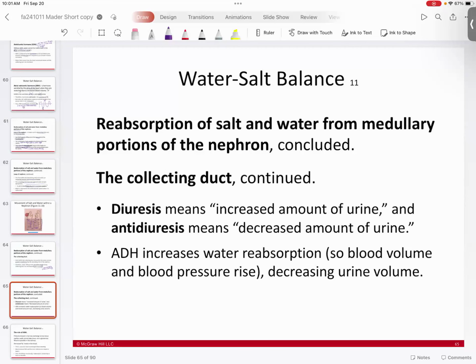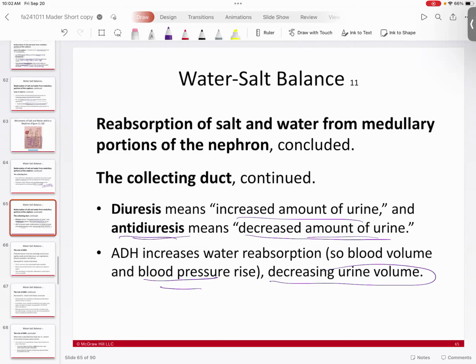If you don't have ADH, then the water's going to stay in the filtrate, and you're going to urinate out a large volume of urine. So diuresis basically means you have an increased amount of urine, and antidiuresis means you have a decreased amount of urine. And so ADH increases water reabsorption. That allows the blood volume and the blood pressure to rise, and it also decreases urine volume.